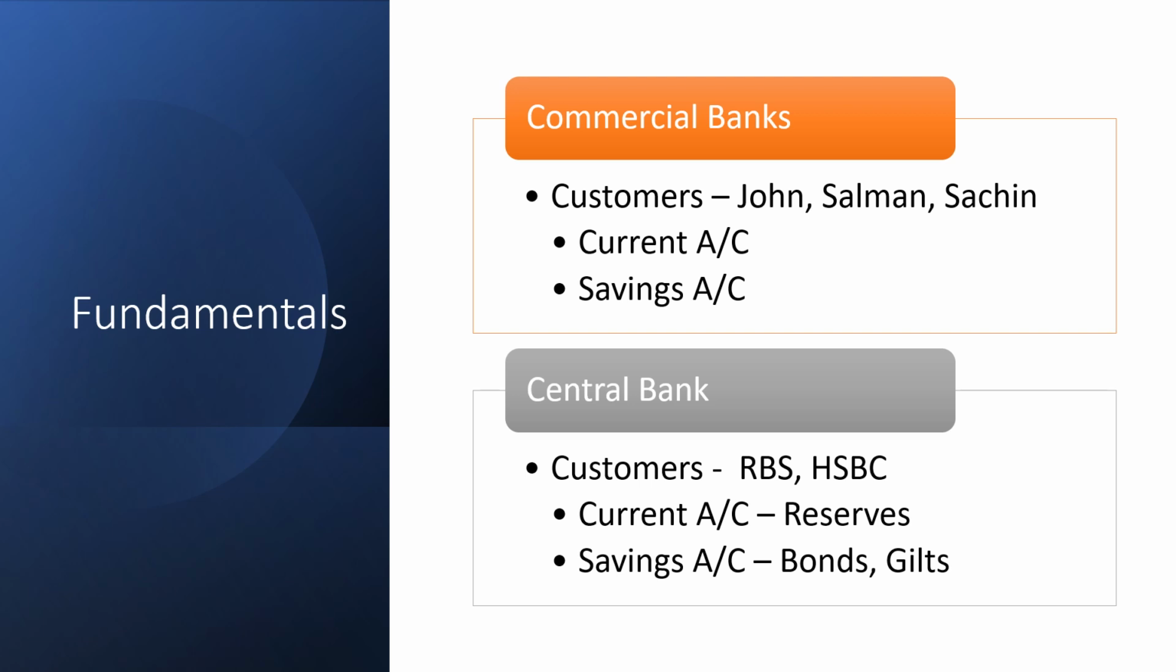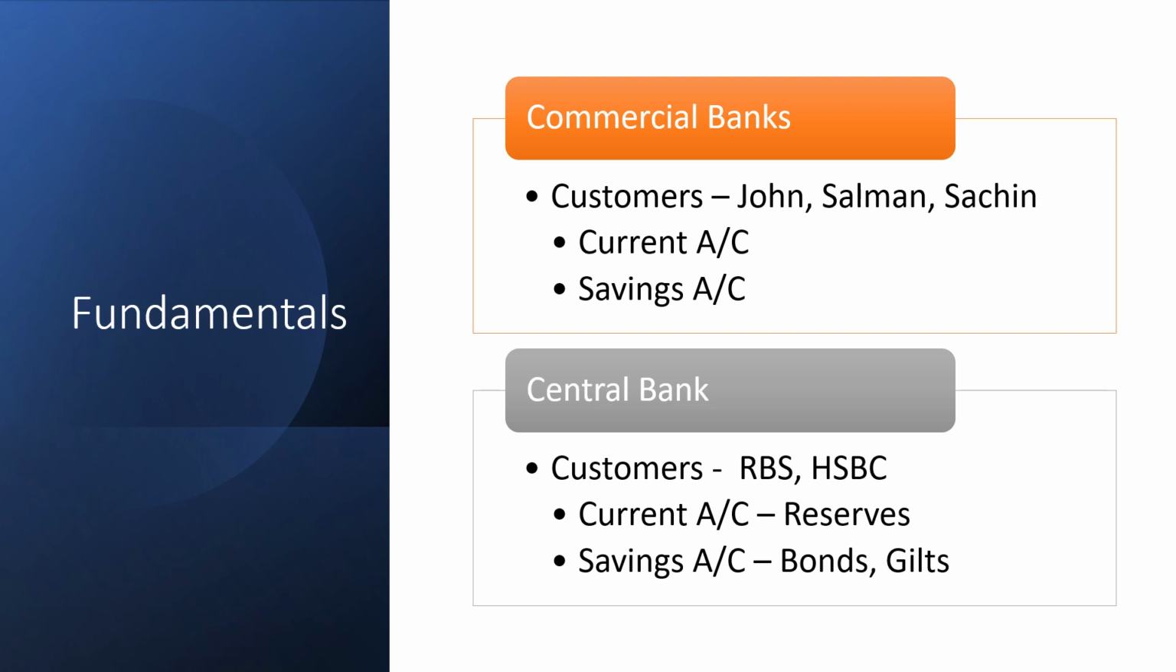Now let's look at the central bank. What is a central bank? Central bank is a bank of banks, i.e., just like banks have customers like John and Salman, similarly the central bank has customers, and these customers are the commercial banks. So think in this way. The customers of the central bank are the Royal Bank of Scotland, HSBC, and so on and so forth. So there are multiple commercial banks which are the customers of the central bank.